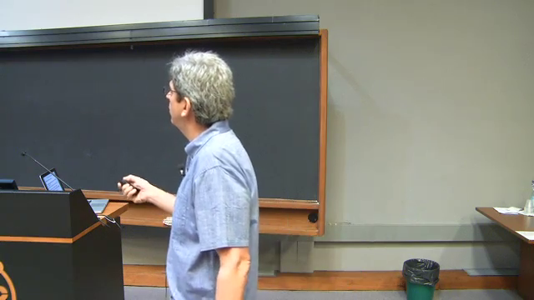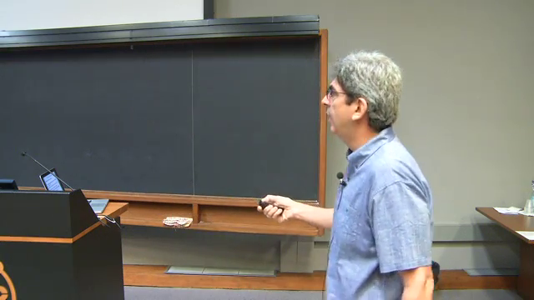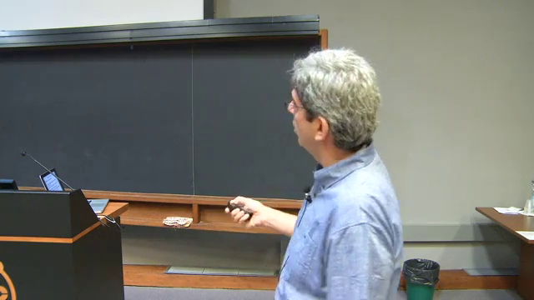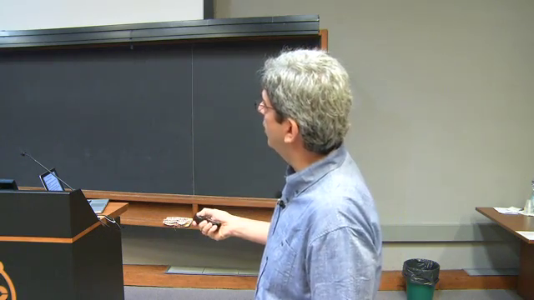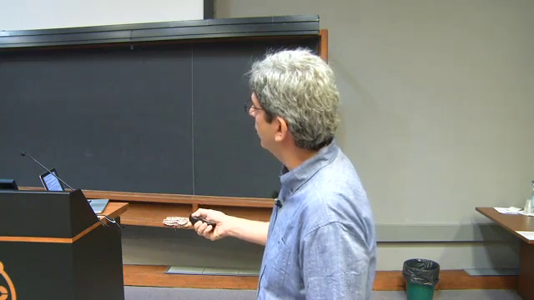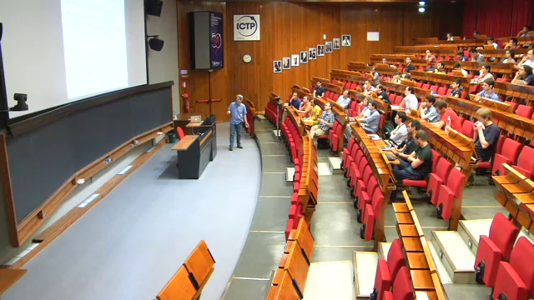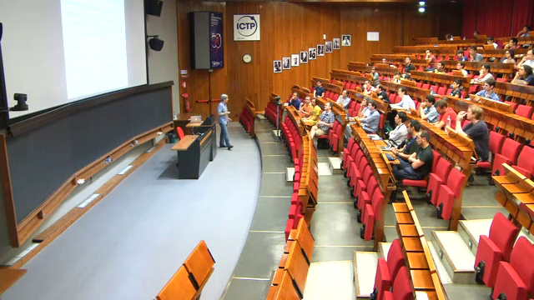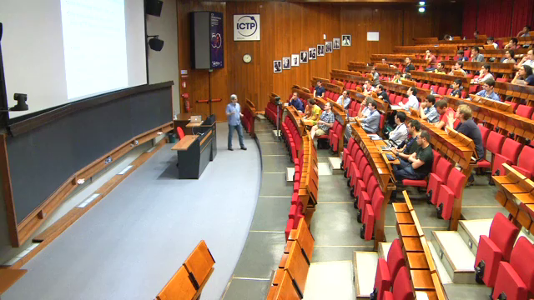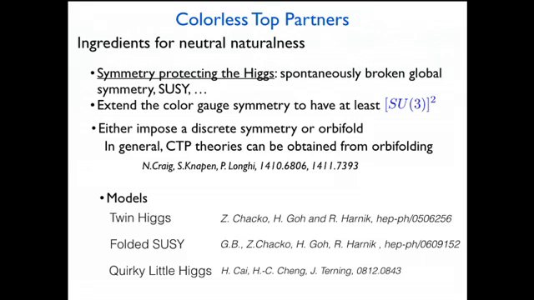Okay? And the theories that have been worked on are old to begin with. I'm going to talk about the twin Higgs and folded supersymmetry, but there are also, as you see, any solution to the hierarchy problem can be turned into a colorless top partner type theory by these kinds of procedures. So if you just pick your favorite theory, for example, there is a little Higgs version called the Quirky little Higgs.